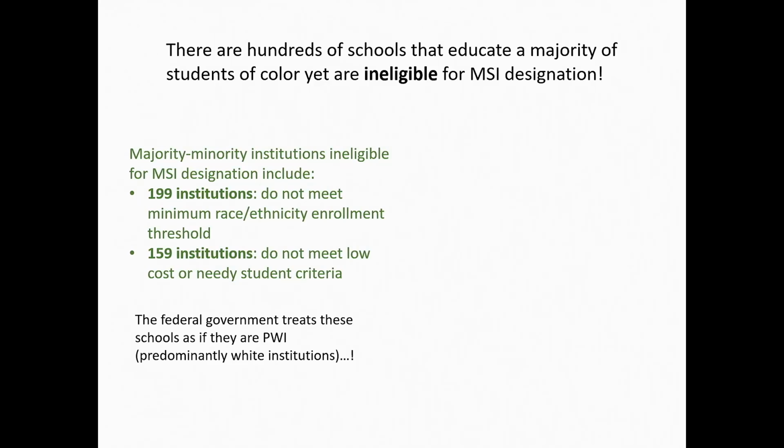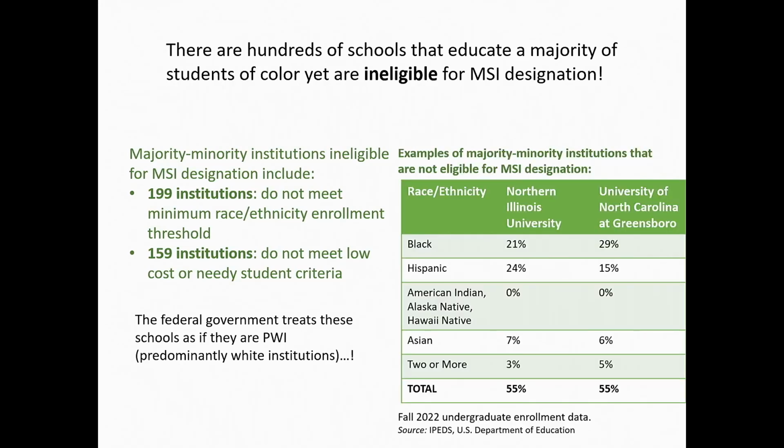This doesn't even include institutions educating 10% Asian students but that don't meet the financially needy students or the cost of education criteria, like Harvard, actually. Harvard enrolls 20% Asian students, but they don't qualify as a federal MSI because of those other two criteria I mentioned. And so here are some examples.